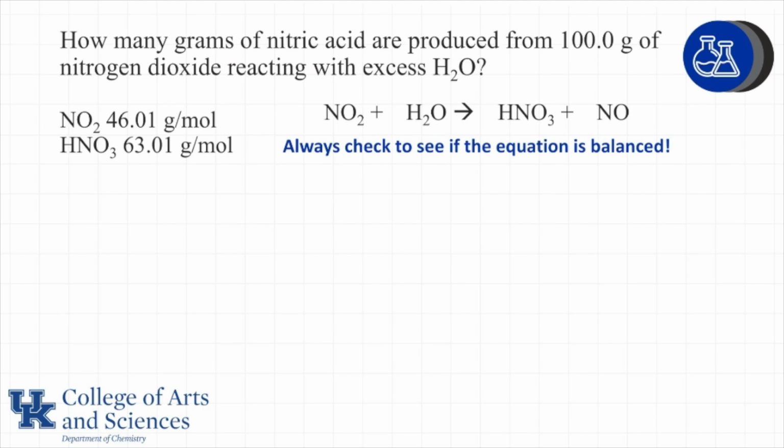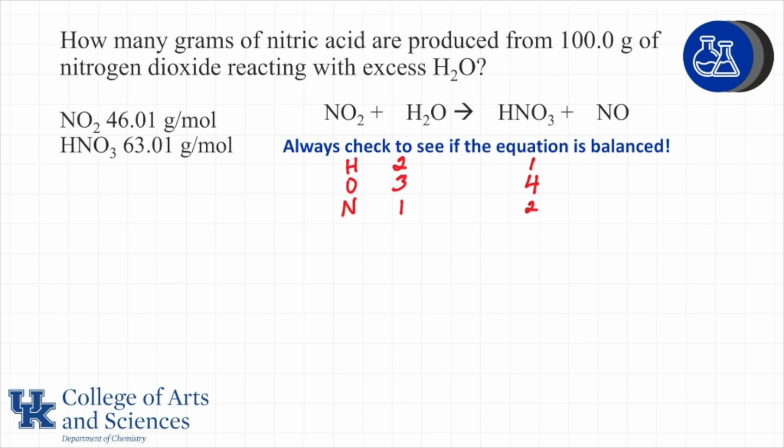How many grams of nitric acid, and that's the formula HNO3, are produced from 100 grams of nitrogen dioxide reacting with excess water? The first thing we have to do is see if our equation is balanced. Looking just at the nitrogens, I can see I have 1 nitrogen on the left and 2 on the right. So I know my equation is not balanced. So that's the first thing I need to do. I'm going to figure out how many I have of each element. So I have 1 nitrogen and 2 on the right, 3 and 4 oxygen on the left and right, and 2 and 1 hydrogen on the left and right.